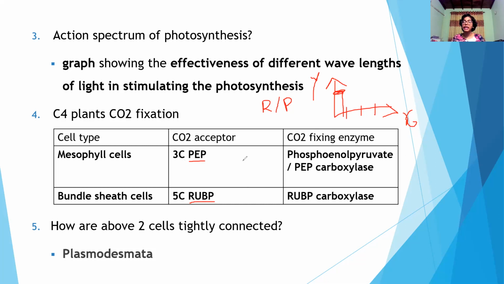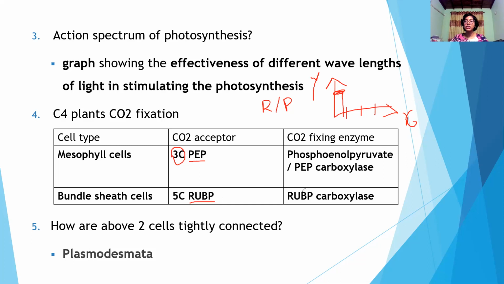So here I want to tell you, while you are being very specific for your structure questions, you just have to write mesophyll cells, then 3-carbon. You can mention phosphoenol pyruvate, but it is better if you mention 3-carbon as well. So try to mention 3-carbon phosphoenol pyruvate, 5-carbon RuBP. So see, the answers are very specific.